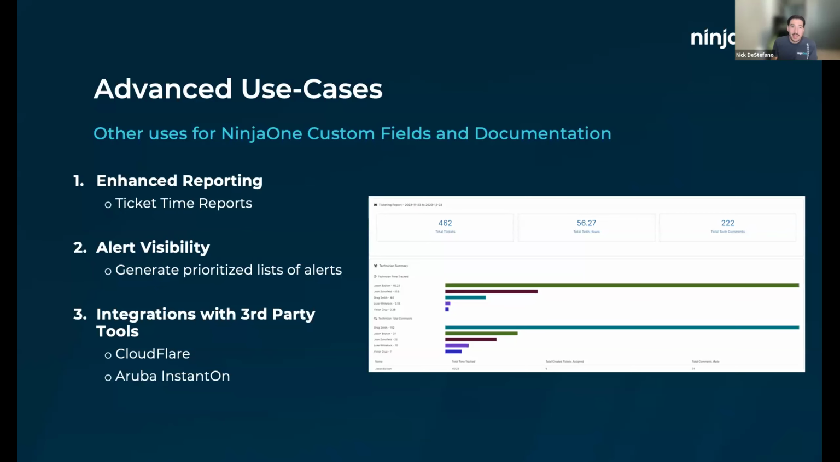So the last three here: some advanced use cases, other uses for NinjaOne custom fields and NinjaOne documentation as well. We're going to hit on three of these right up front. Enhanced reporting, so an example would be ticket time reports, alert visibility, so generating a prioritized list of alerts, and then integrations with third-party tools, Cloudflare and Aruba Instant On. Again, I'll hand this back over to Luke quick, just to run over, and then the part everyone's waiting for, the Q&A. All right, Luke, off to you.